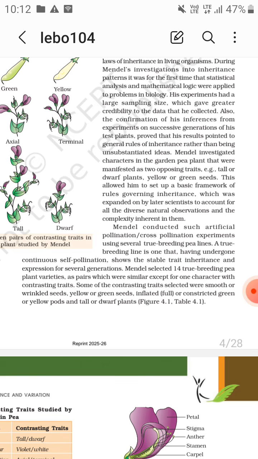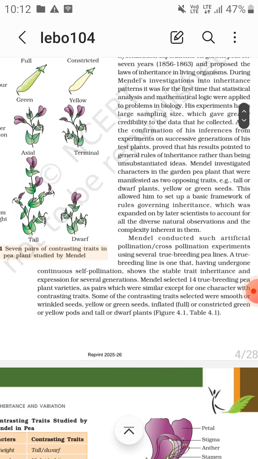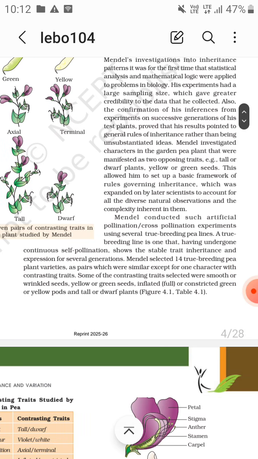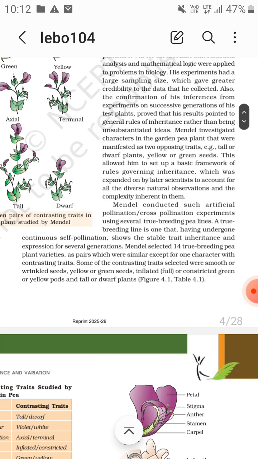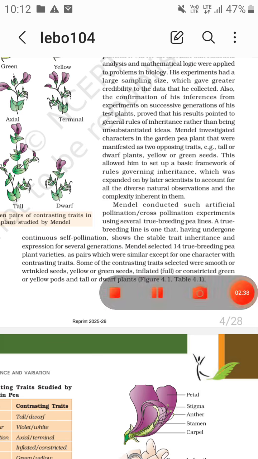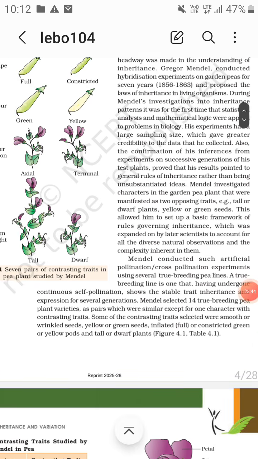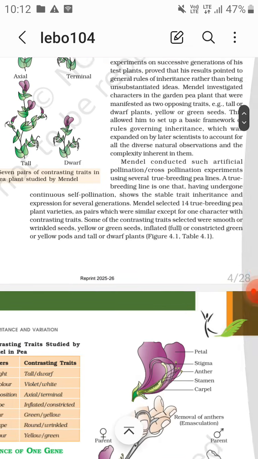Now Mendel selected these 14 true breeding pea plant varieties as pairs in 7 pairs of contrasting traits, which were similar except for one character. It means one is tall, then another is dwarf, similar except for one character with contrasting traits. Okay, now some of the contrasting traits selected were smooth or wrinkled seeds, yellow or green seeds, inflated, that is full, or constricted pods, green or yellow pods, tall or dwarf plants. So 7 pairs of contrasting traits.